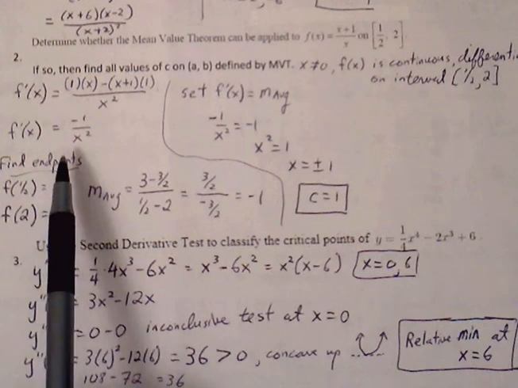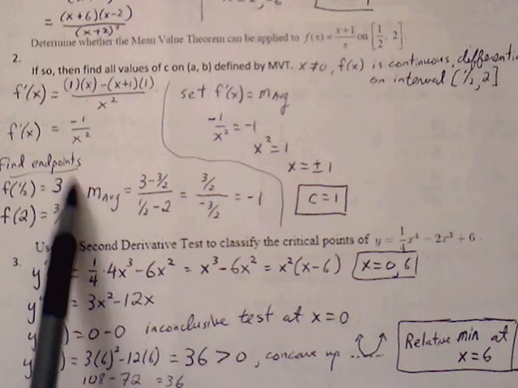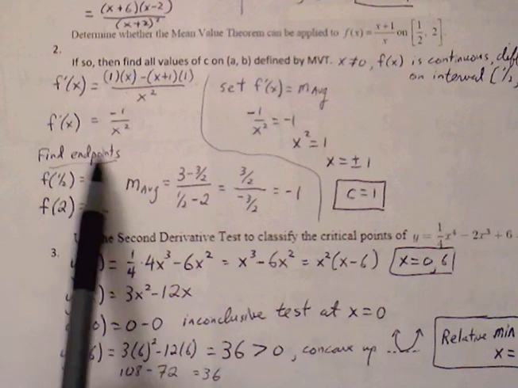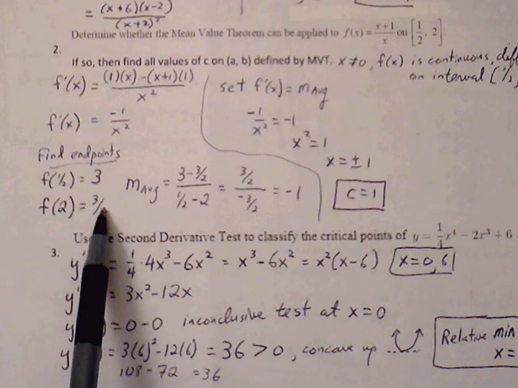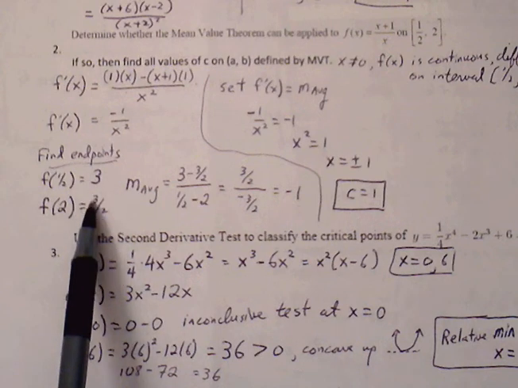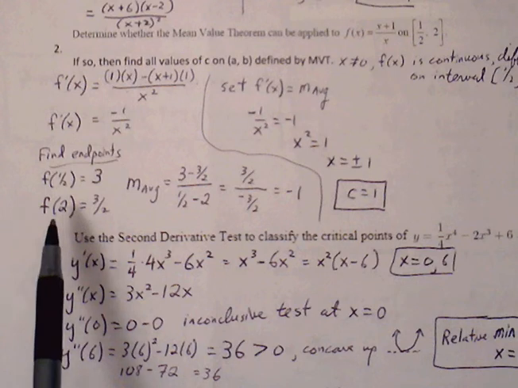Now, what the mean value theorem does is guarantee that whatever the slope is between the endpoints, there must be another point on the curve where that same slope is shared somewhere.